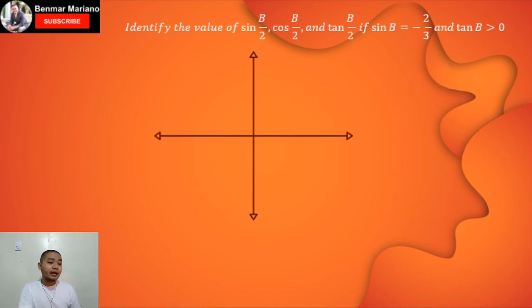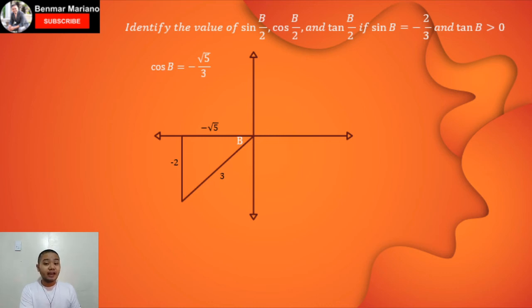Okay? So let us focus first on angle B. So this is angle B. Sine B is equal to negative 2/3. So the opposite side will be negative 2. The hypotenuse will be 3. And using the Pythagorean theorem, we can identify its adjacent side. The adjacent side will be negative square root of 5. So in this case, we can now identify the value of cosine B. Cosine B is adjacent over hypotenuse, and that will be negative square root of 5 over 3.